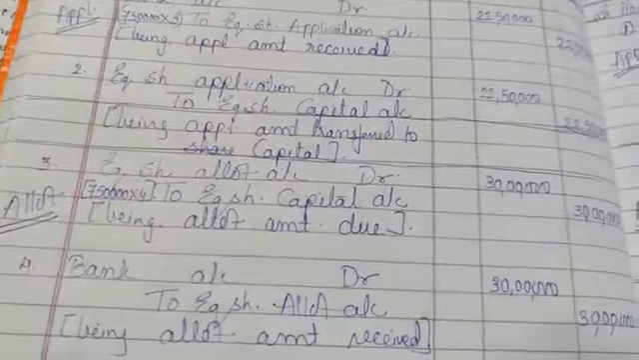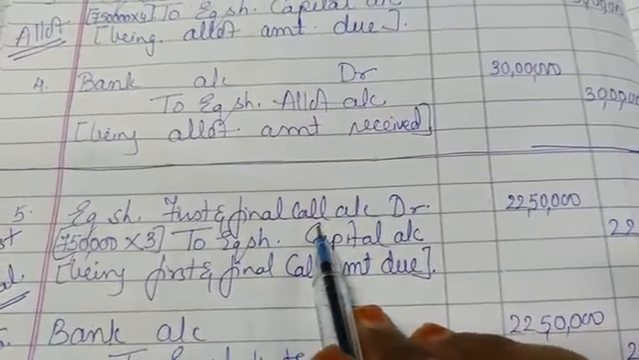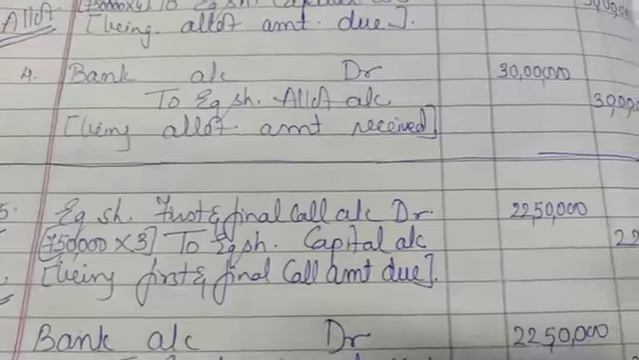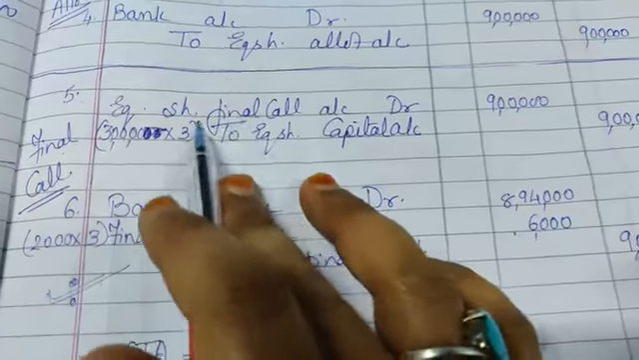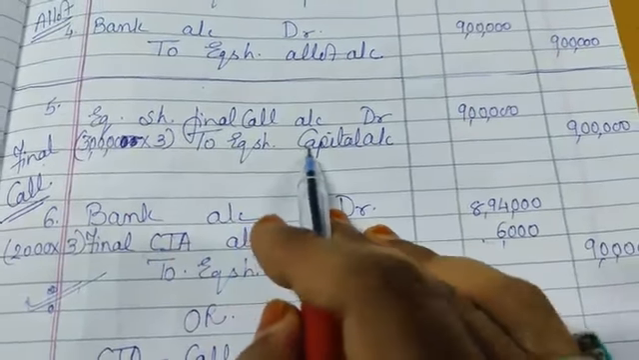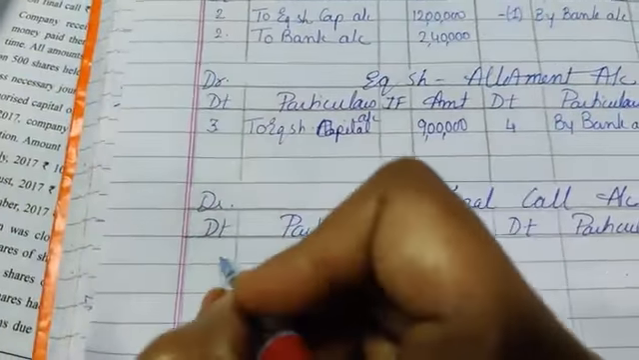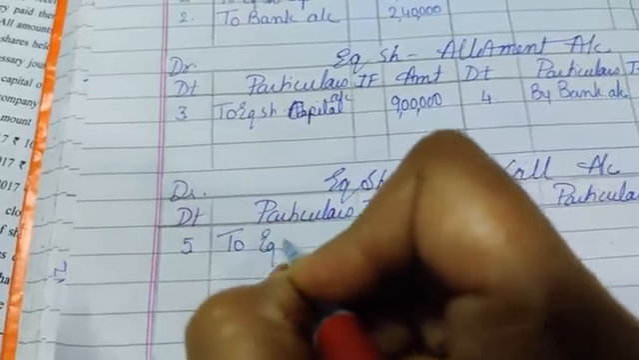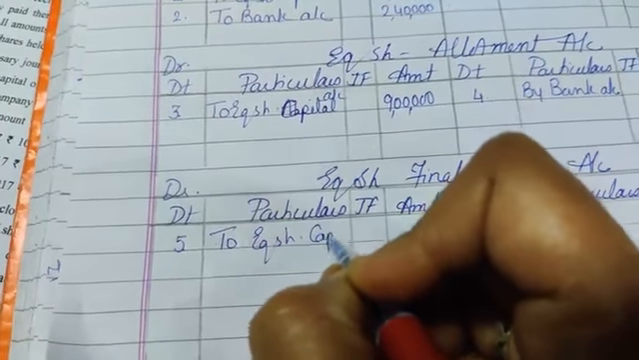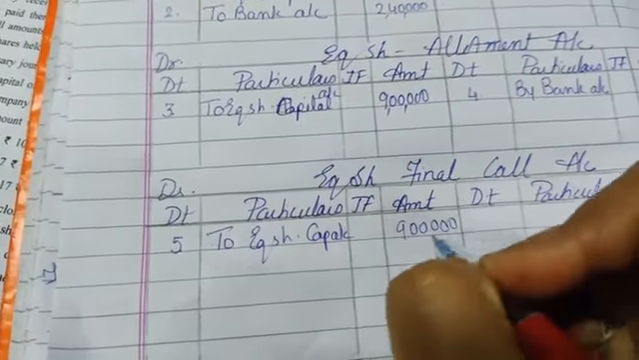Now we will move on to the fifth one. Here equity share final call, first and final. So "to equity share capital". Fifth one, equity share final call. So we'll write down "to equity share capital" 9 lakh. In equity share final call we'll go and write entry number 5, "to equity share capital account", that is 9 lakh.